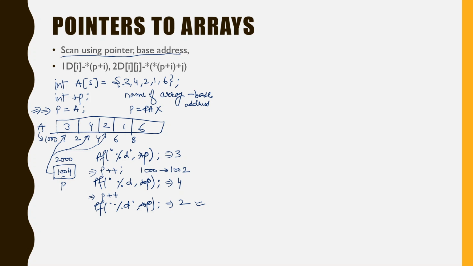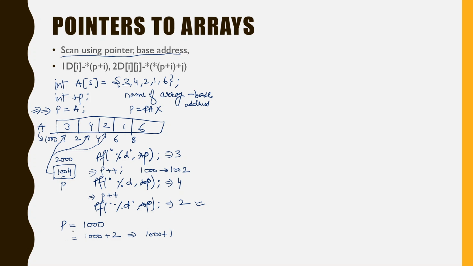Now is there any method to access an element directly? Here you can see that the initial value of p was 1000, and when you increment it the first time, it becomes 1000 plus 2. It is simply 1000 plus the increment, an increment by 1.